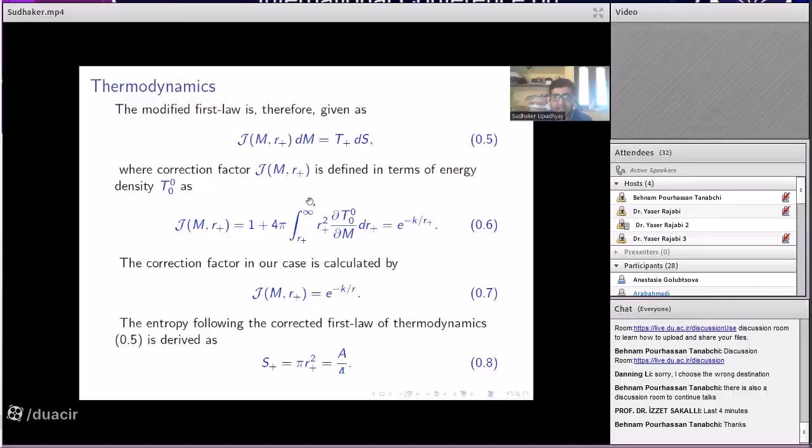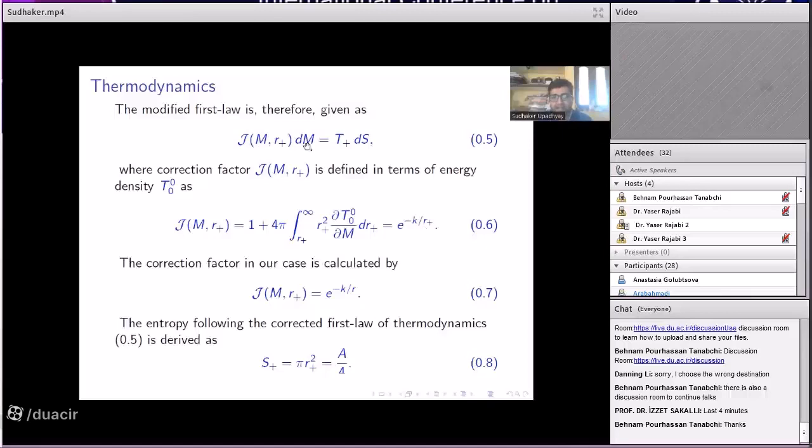So this T naught is the energy density. This particular form can be calculated through this expression, and in our case, this part gives you explicitly that exponential part through the nonlinearity. So this part appears here as a nonlinear piece. When you plug these values of J here, your modified first law of thermodynamics becomes this, and dM equals T dS.